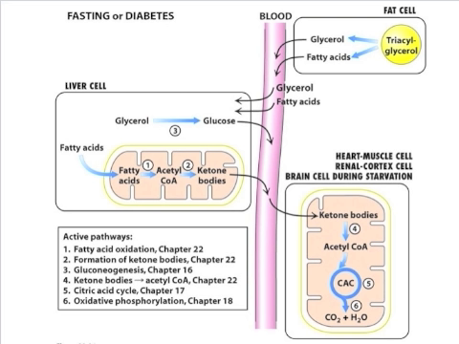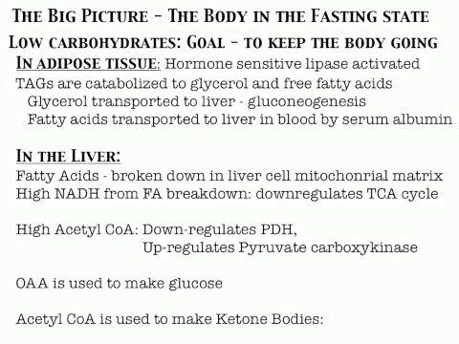Now let's look at the big picture. In the fasting state, the body's main goal is to keep going. And so adipose tissue breaks down triacylglycerols through the activity of hormone-sensitive lipase. Triacylglycerols are catabolized to glycerol and free fatty acids. Glycerol is water-soluble and is transported in the blood to the liver. Once in the liver, it is used to make glucose through the gluconeogenic pathway.